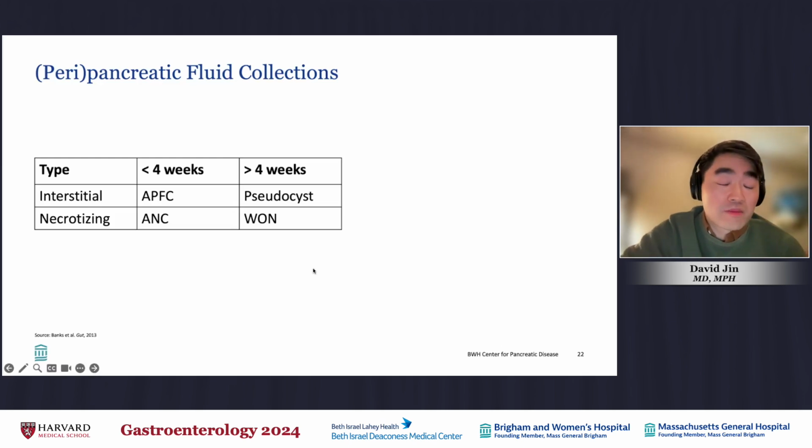On the contrary, if a patient presents with necrotizing acute pancreatitis, within the first 4 weeks, they may have an acute necrotic collection, or ANC. And after 4 weeks, acute necrotic collections may organize into a walled-off necrosis.